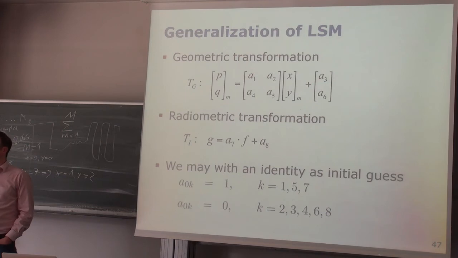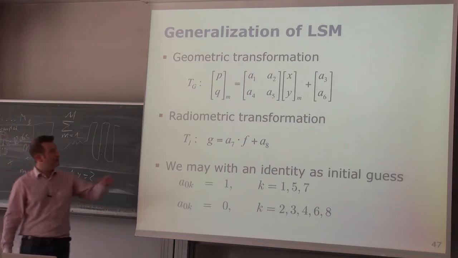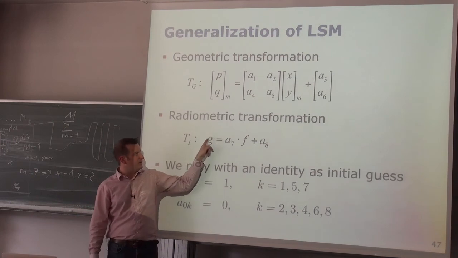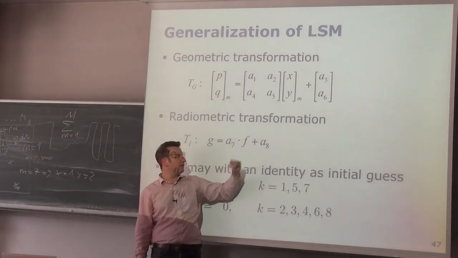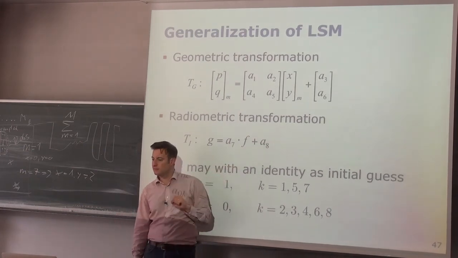And what we additionally said, we want to have a radiometric transformation taking into account changes in brightness and contrast. So I have my radiometric transformation, which says it's simply a constant or coefficient times the original image function plus an offset. So this is a change in contrast, and this is a change in brightness.